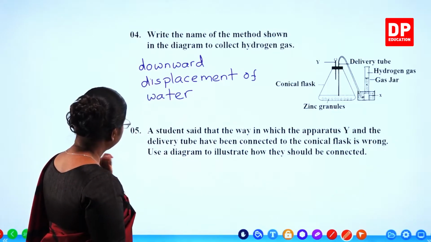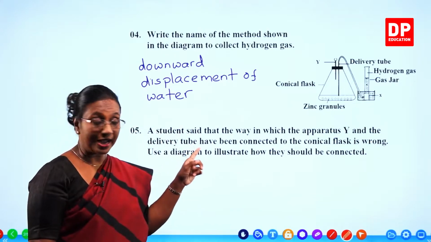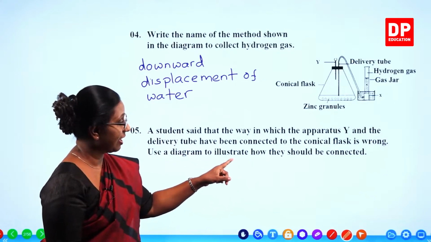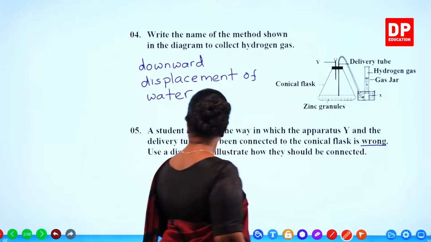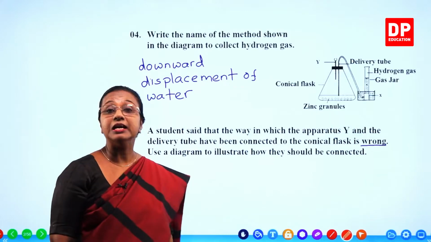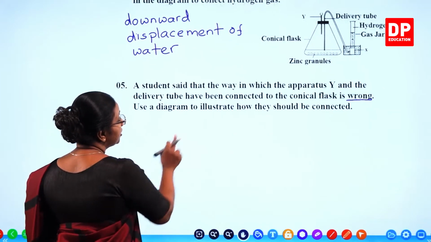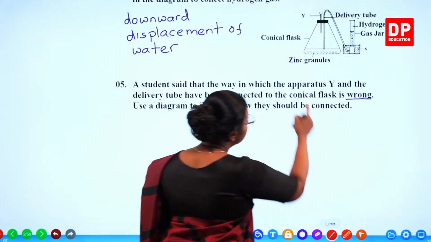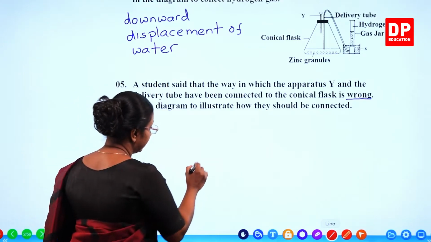Then the fifth one. A student said that the way in which the apparatus Y and the delivery tube have been connected to the conical flask is wrong. So, this is what I told you. Use a diagram to illustrate how they should be connected. So, you need to draw the diagram. Of course, you don't have to completely draw the diagram, students. You can only draw the conical flask and show the apparatus necessary for us.